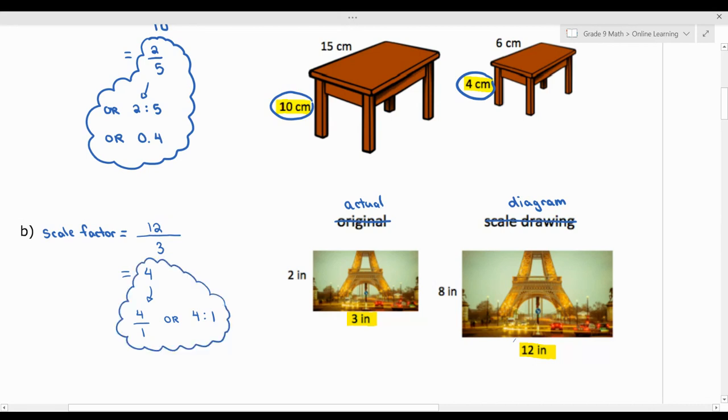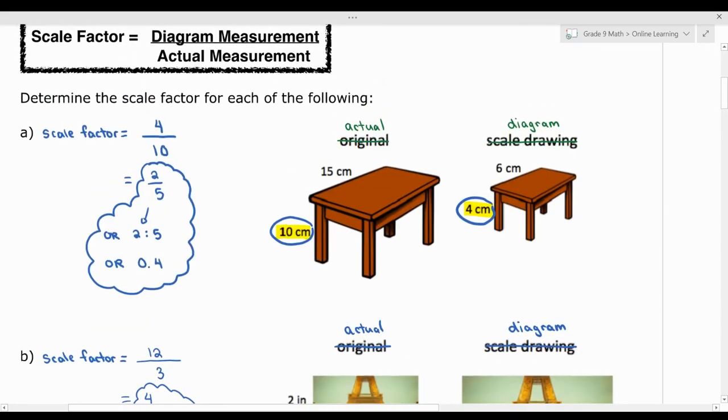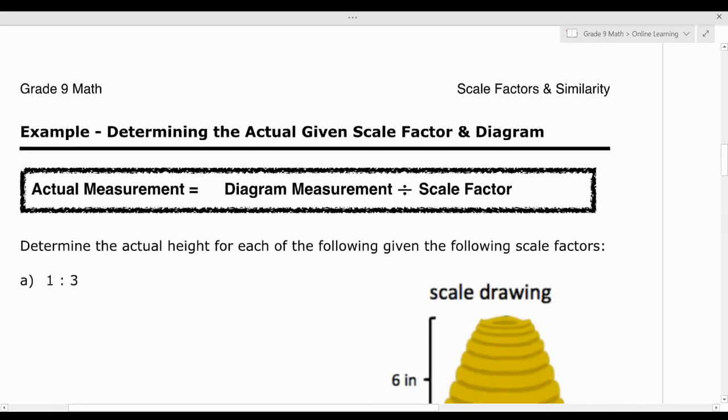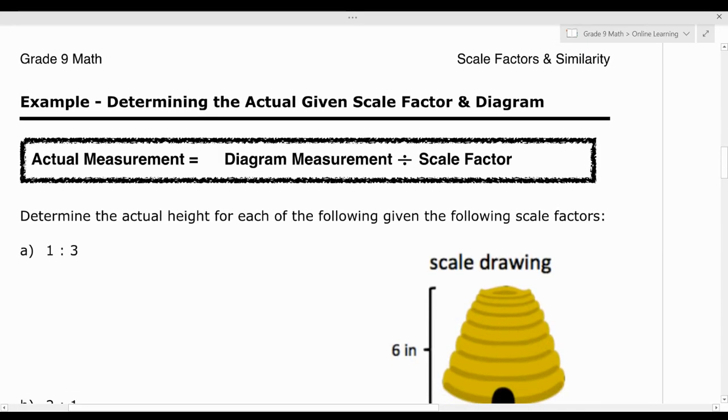And don't forget, this makes sense because if you look at this picture, the original picture was smaller than the diagram. So our scale factor has to be bigger than 1, right? Because the original picture is getting enlarged. Whereas back up here, the actual table is bigger than the diagram. So our diagram's smaller. So if you're going from an original or an actual and then you're making it smaller, you're reducing it. So that would make sense that now we would have a scale factor less than 1. Okay, so that's the first type of question. The second type, this is where I'm going to explain a different way you can go about this.